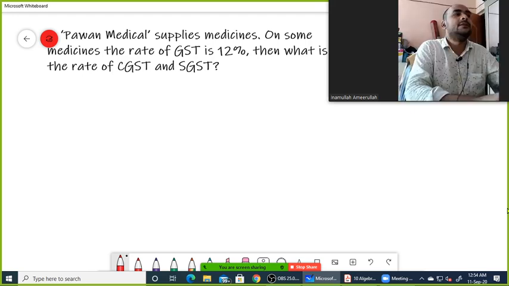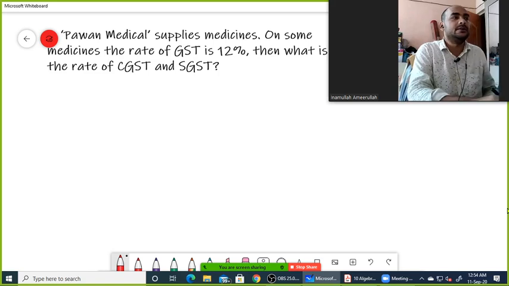Medical supplies, medicine. On some medicine the rate of GST is 12%. Then what is the rate of CGST and SGST?